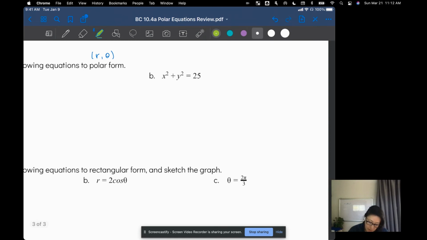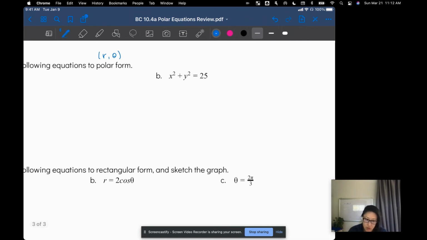Okay, next one. x squared plus y squared is equal to r squared. So I again have this equation x squared plus y squared is equal to 25, but I have the equation x squared plus y squared is equal to r squared. So I'm going to replace my x squared plus y squared with 25 because I want to write my equations in terms of r. So we need to leave r.